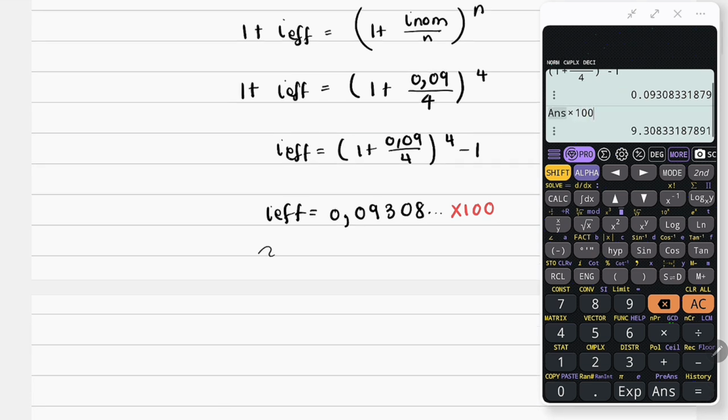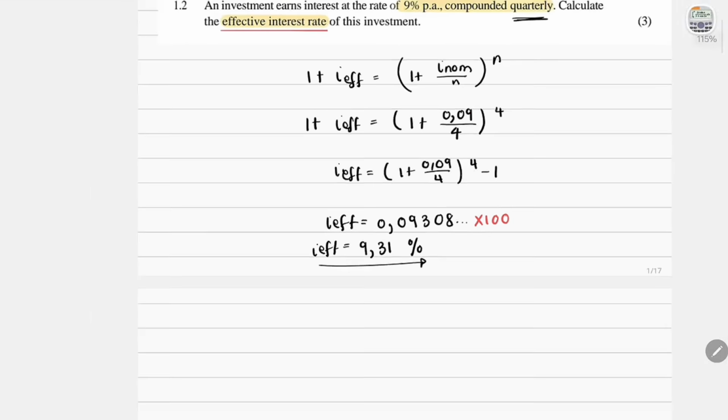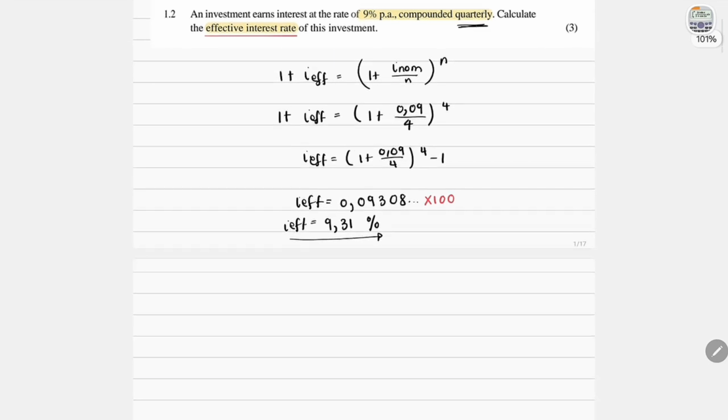We have our effective interest rate is finally 9 point, and you see that 8 is going to round the 0 up to a 1, so we have 9.31%, and that is the effective interest rate. Moving on to the next question.